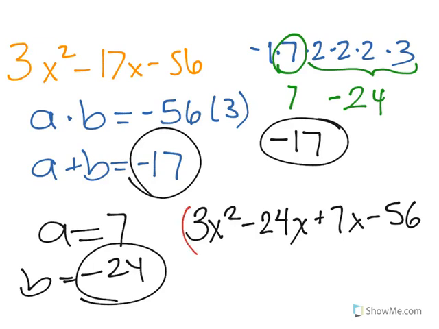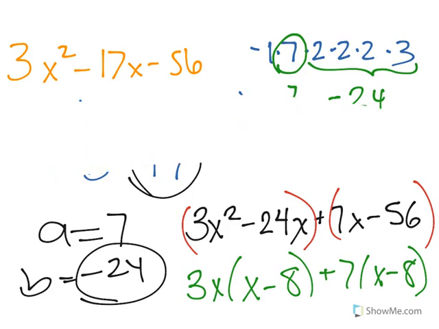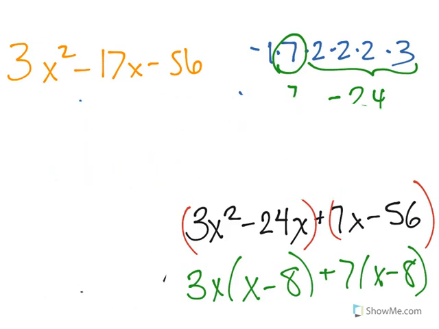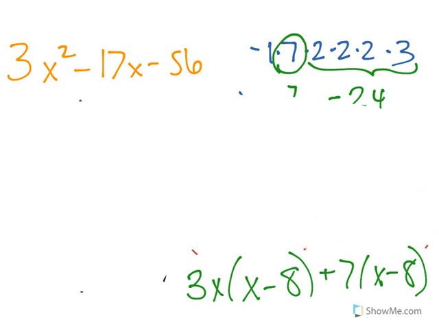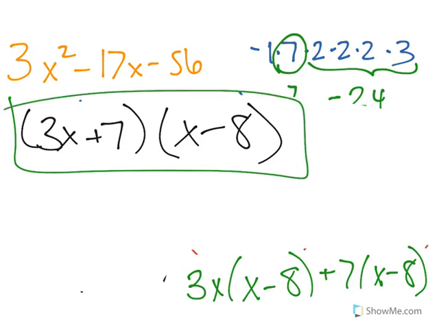We group the first two terms and the second two terms together. And we can factor out a 3x from the first, and we get 3x times x minus 8 plus, and we can factor out a 7 from our second two terms. We are left with 7 times x minus 8. So now we can just combine this into 3x plus 7 times x minus 8, and those are the factors of our denominator.